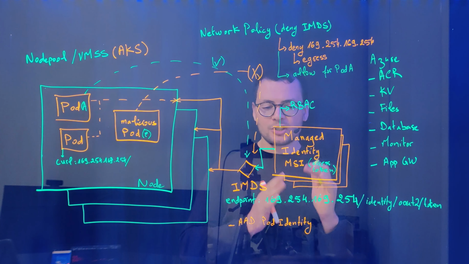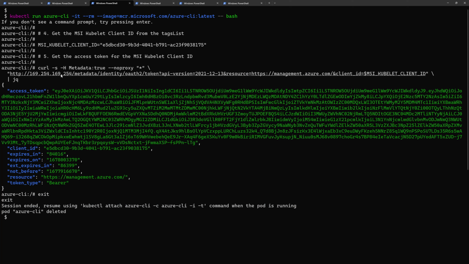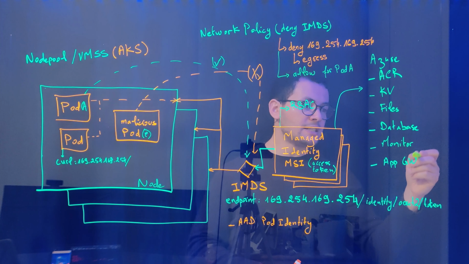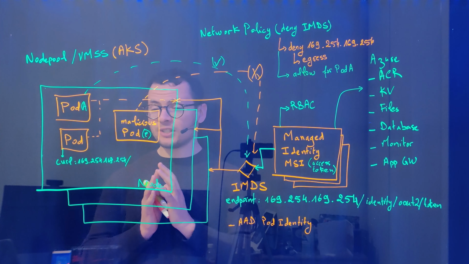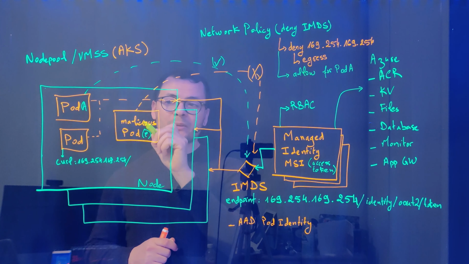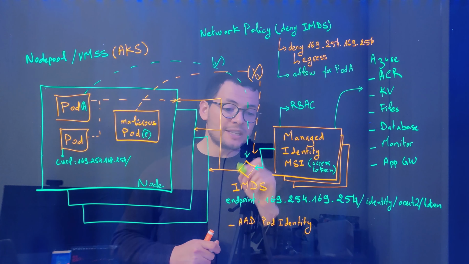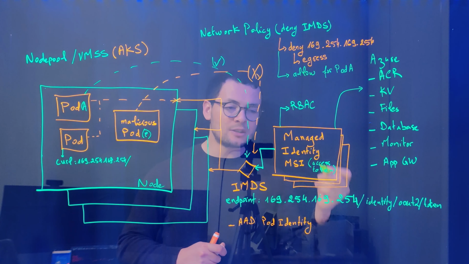Now when we use a managed identity, it will be exposed through that IMDS, and a managed identity actually will be used in order to issue an access token that will give the user access to some Azure resources, like for example here the ACR, the Key Vault, the files, database, application gateway, and so on. And here is the dangerous thing. If you have a malicious pod in my AKS cluster, that pod will have access to this IMDS endpoint, and then it will be able to get an access token.